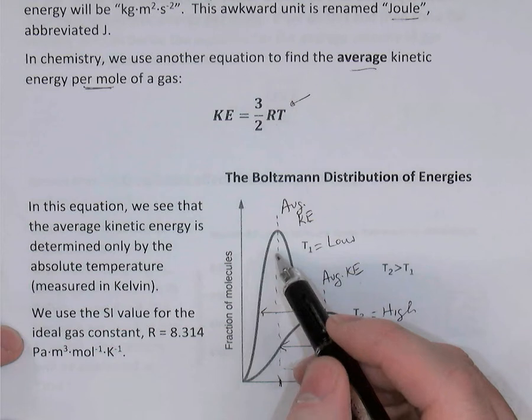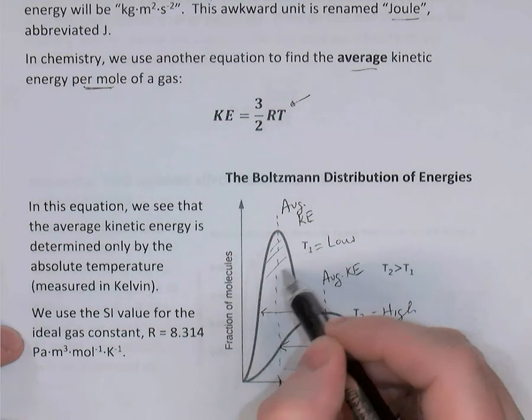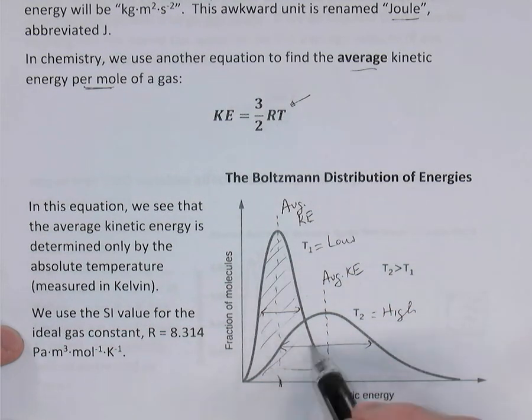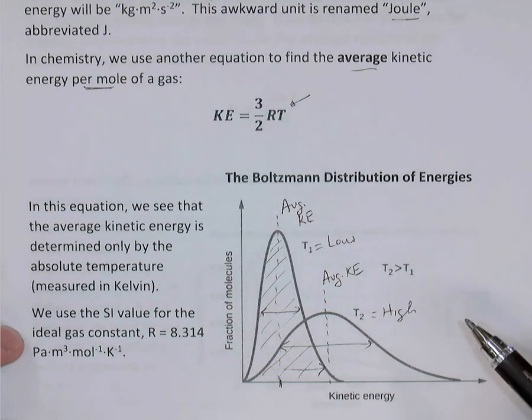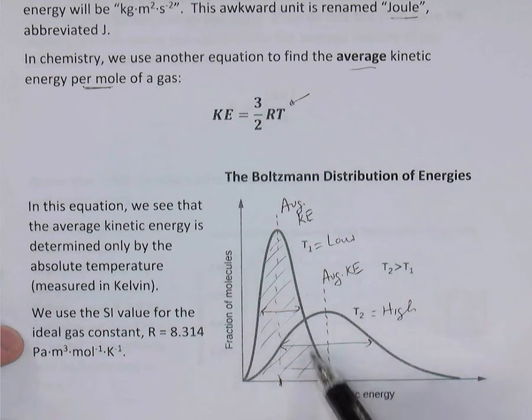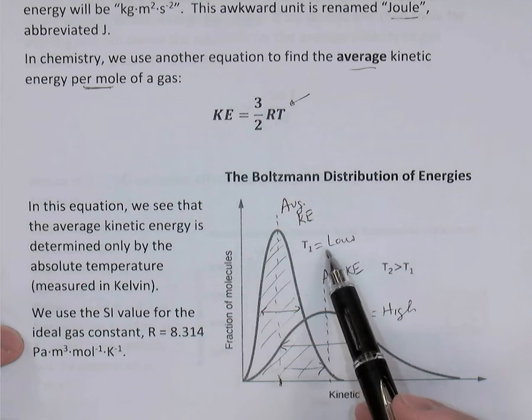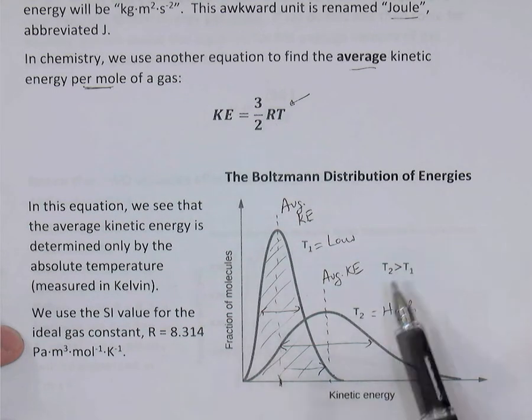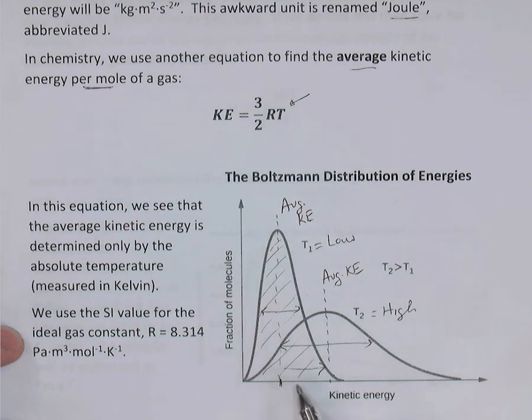Now, the area under the graph, the area under the curve, in statistics, represents the total number of particles that were in the container. So the area underneath this tall curve would be the total number of particles at the low temperature. If all you're doing is raising the temperature, then you're not changing the total number of particles, so the area under the two curves has to be the same.